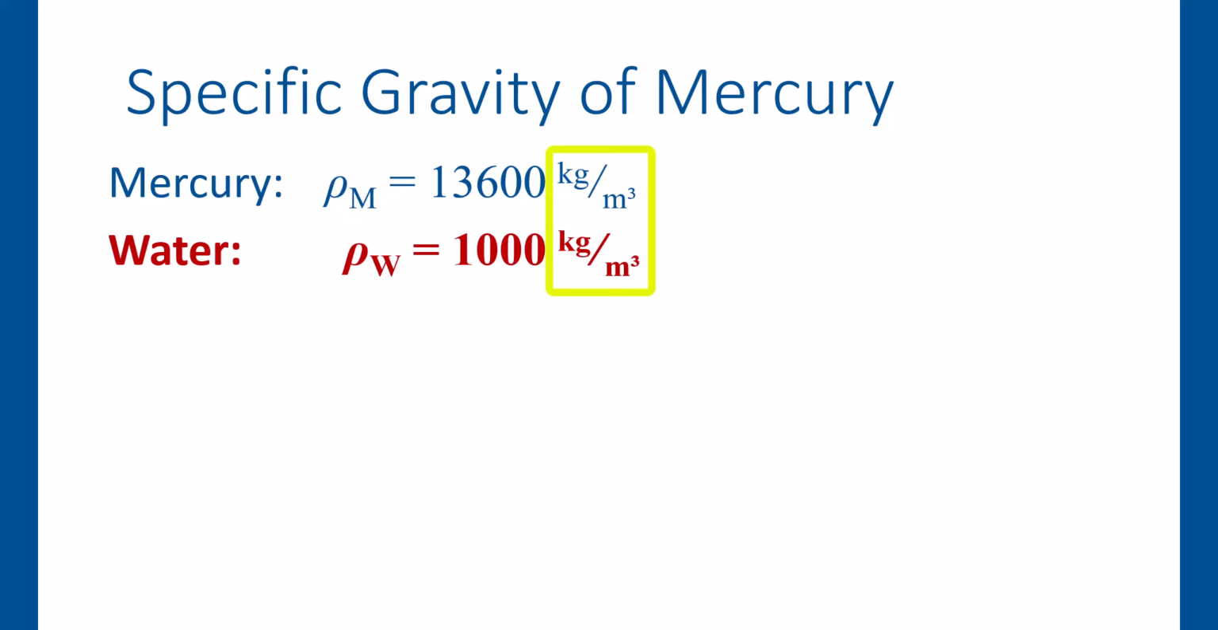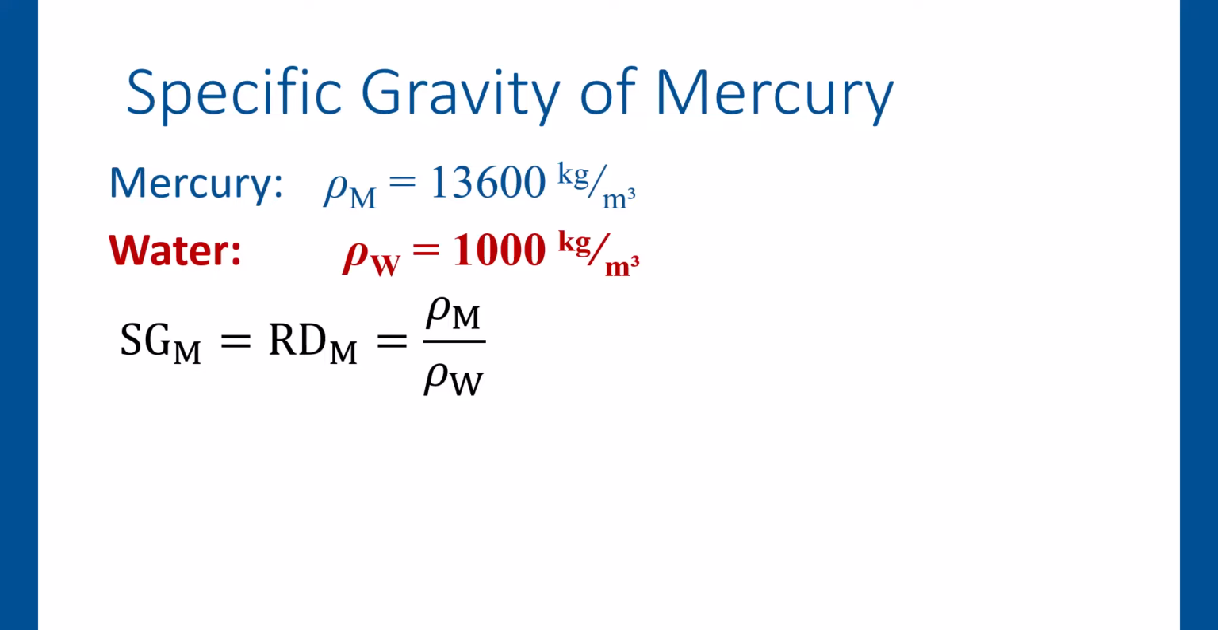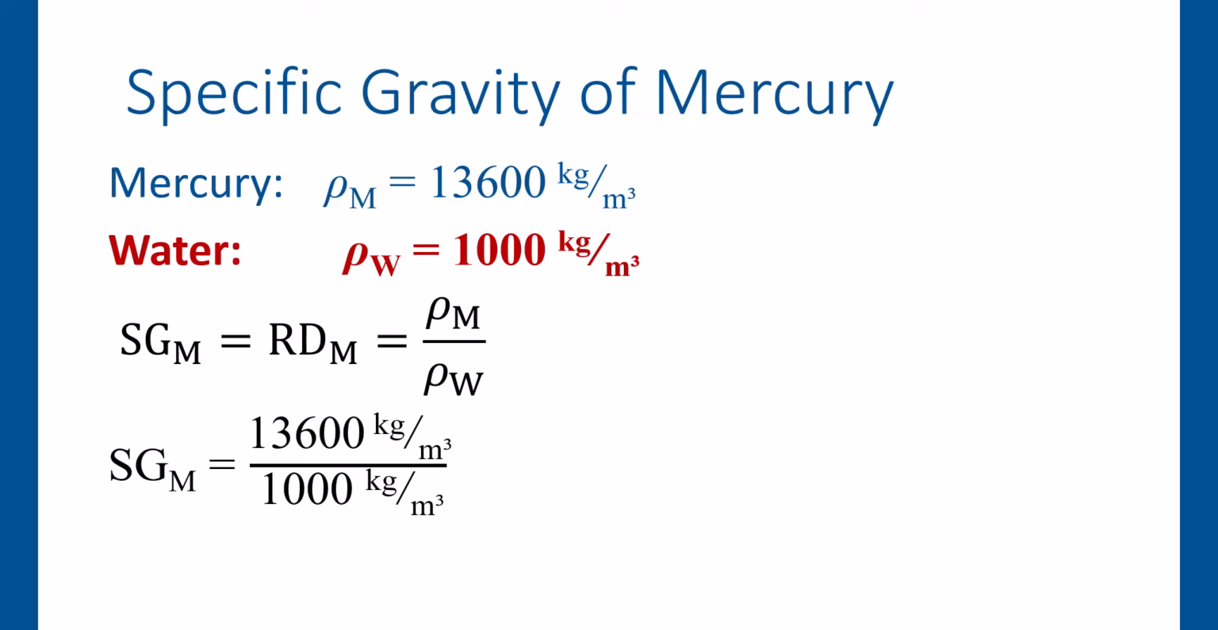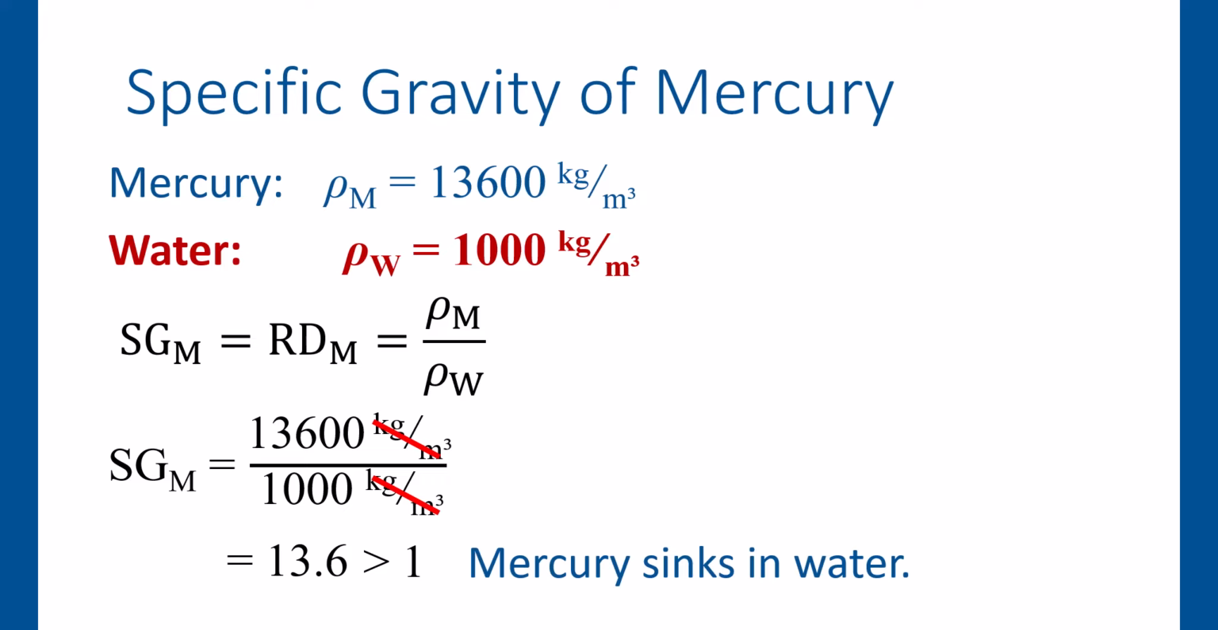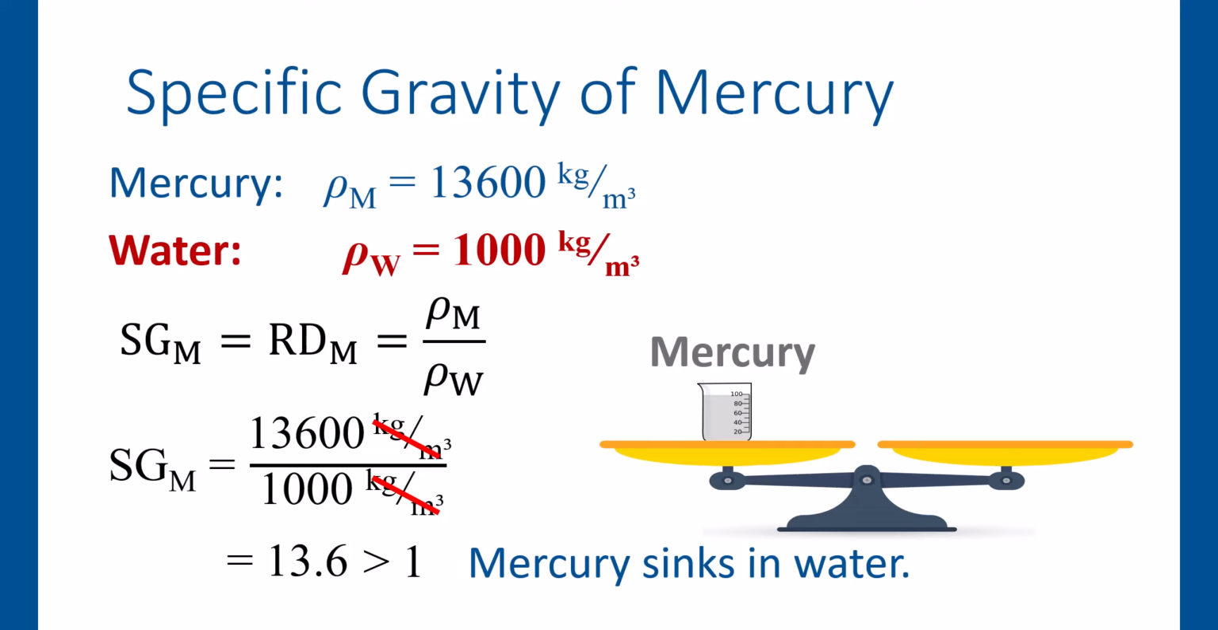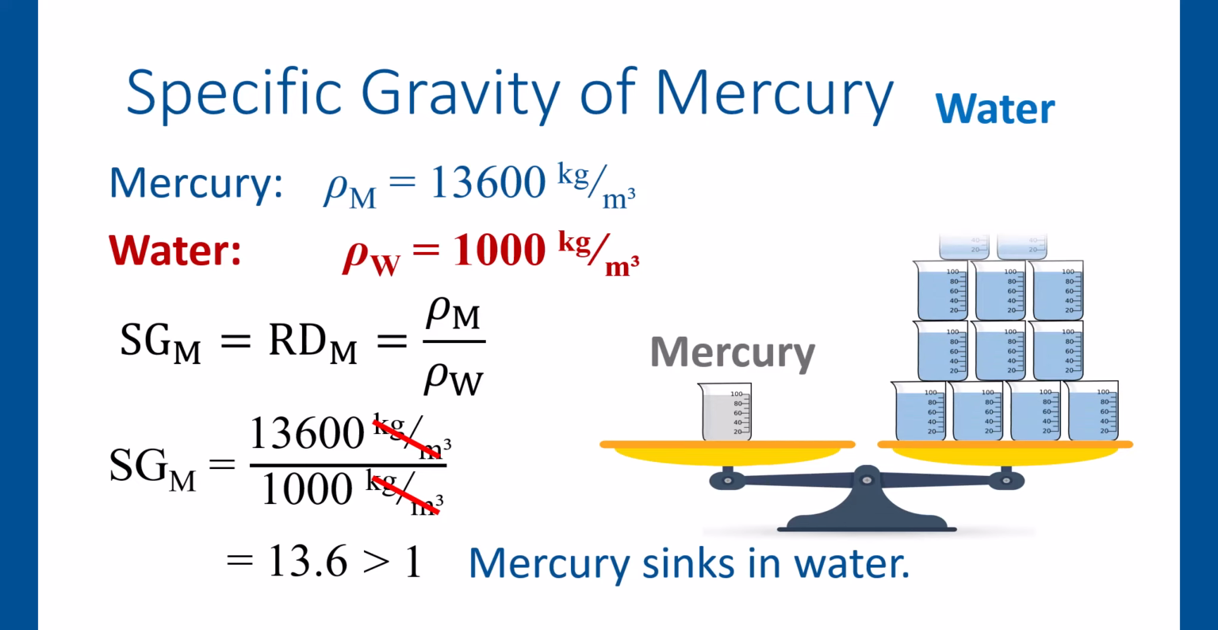Now we repeat this example using mercury. We have the density of mercury in kilograms per cubic meter, so we find the density of water in those same units. To get the specific gravity of mercury, we divide and cancel the units. This gives the specific gravity for mercury of 13.6. This is much greater than 1, so mercury sinks rapidly in water. To balance a single cup of mercury, we would need 13.6 cups of water.